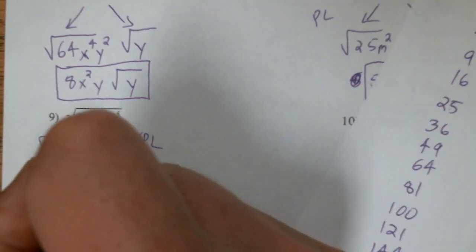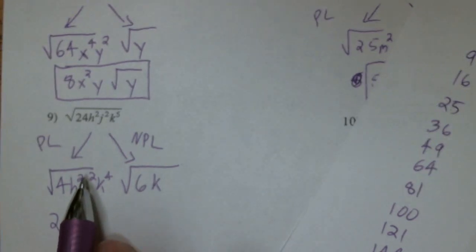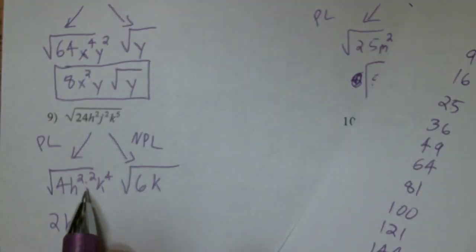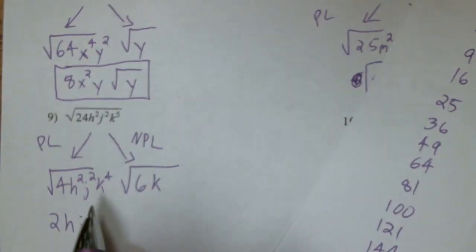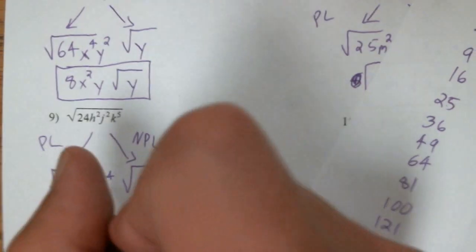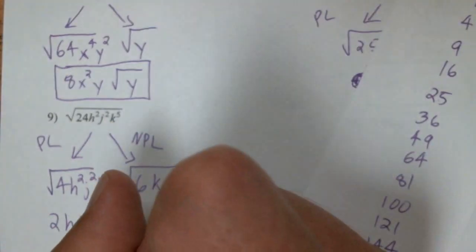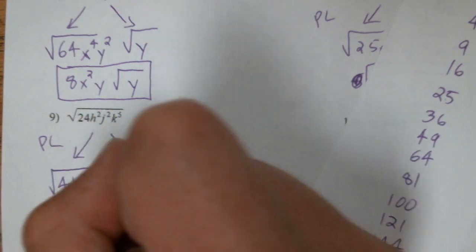Square root of 4 is 2. Square root of h squared is just h. Square root of j squared is just j. And then divide the 4 by the 2. The square root of k to the fourth is k squared. And then I'm left with the garbage.